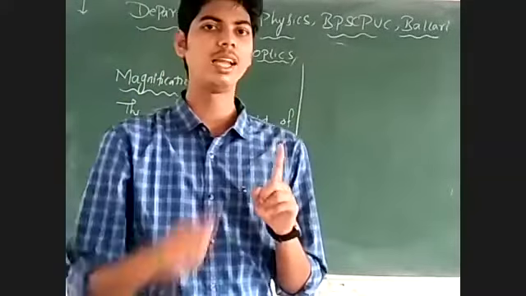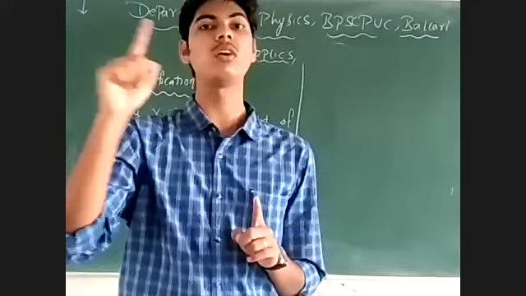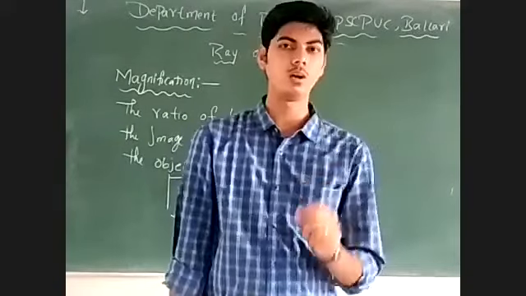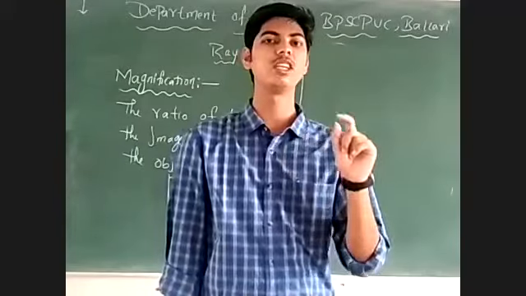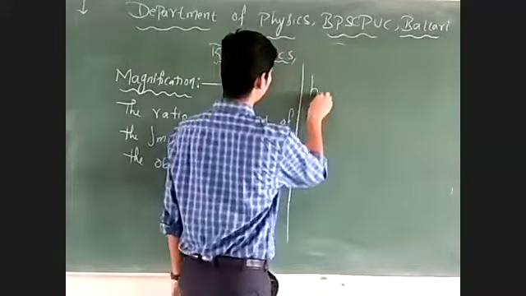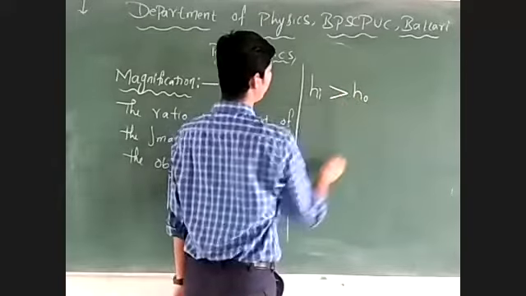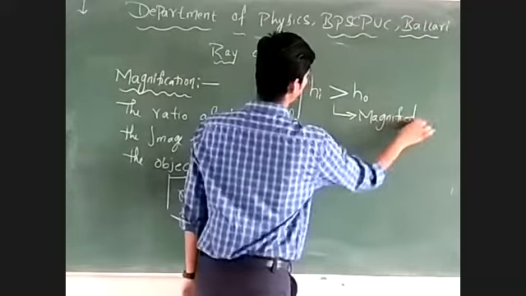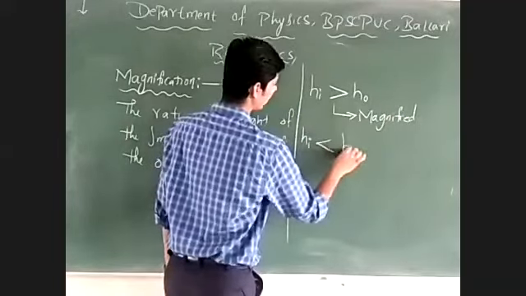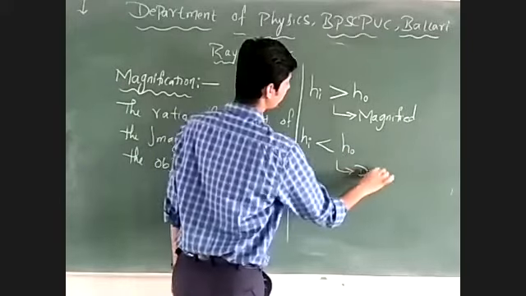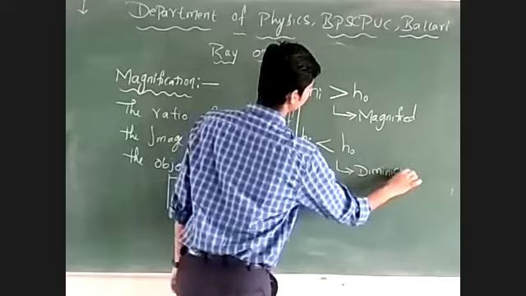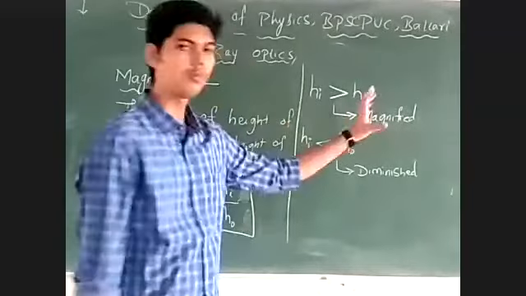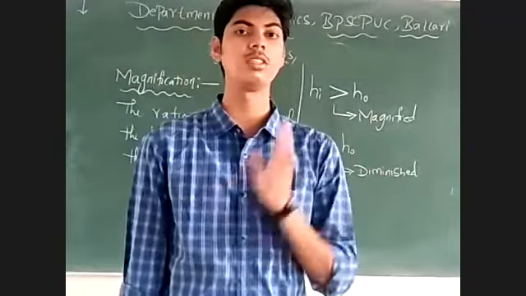If the height of the image is more than height of the object, then the image is said to be magnified. Height of the image is greater than height of the object, the image is said to be magnified. And if the height of the image is less than height of the object, the image is said to be diminished. Right? We will discuss more on these conditions in the later stages.